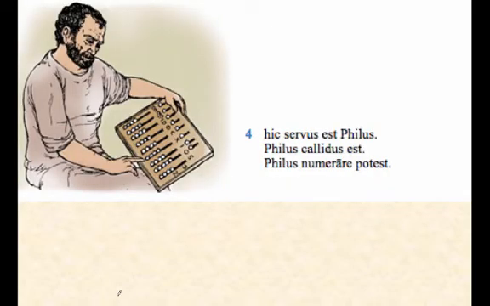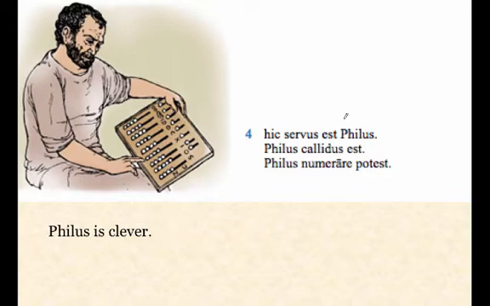Hic servus est Philus. This slave, and you've learned in the Cambridge series, when we have capital letters, that is either a name or a nationality. So this is his name. This slave is Philus. Philus calidus est. If you don't know the word calidus, look it up, and then you'll be able to translate that sentence.